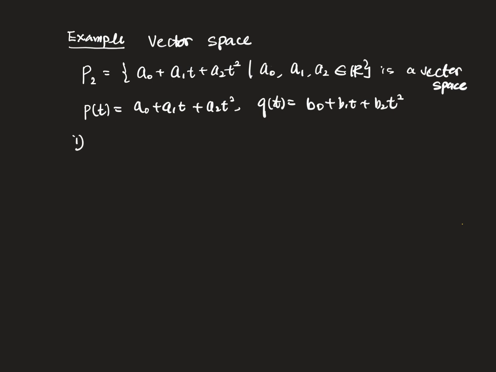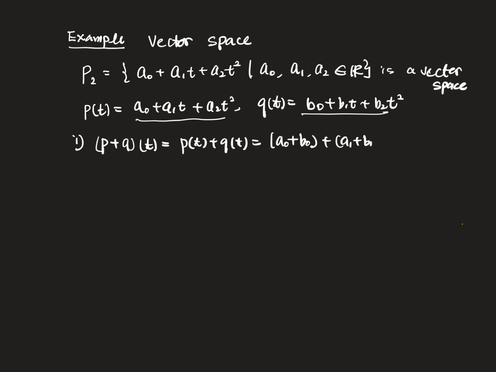Let's define the addition, P plus Q, the sum of polynomials, p(t) plus q(t). Guys, can you do that? Add them together, so a0 plus b0, the same terms: (a1 plus b1)t, (a2 plus b2)t squared. So this one is in the set of polynomials with degree 2, of course, right?